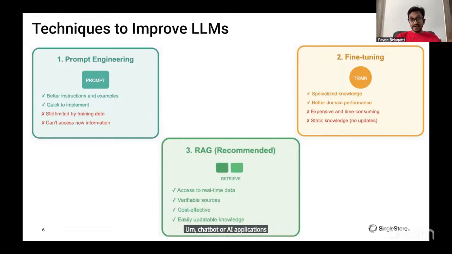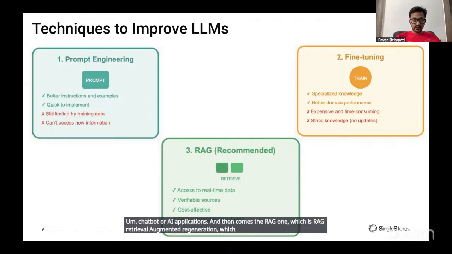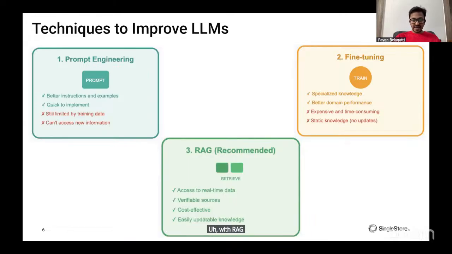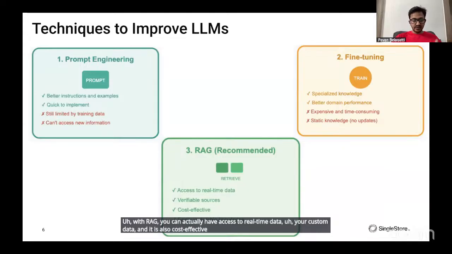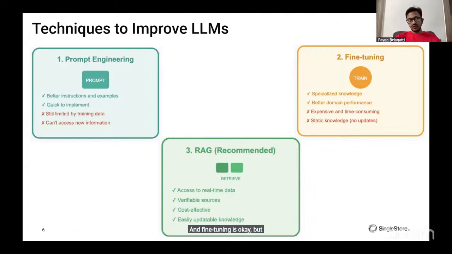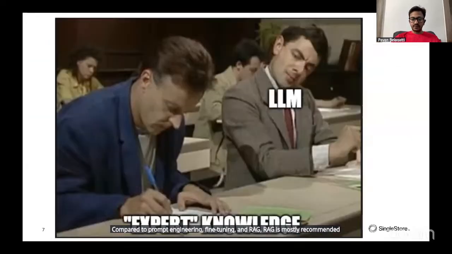And then comes RAG, Retrieval Augmented Generation, which is the recommended approach to improve LLM applications. With RAG, you can have access to real-time data, your custom data, and it is also cost effective, and you can easily update the knowledge using a vector database. Fine tuning is okay, but it requires a lot of computing power. So compared to prompt engineering and fine tuning, RAG is the mostly recommended approach to improve LLM applications.